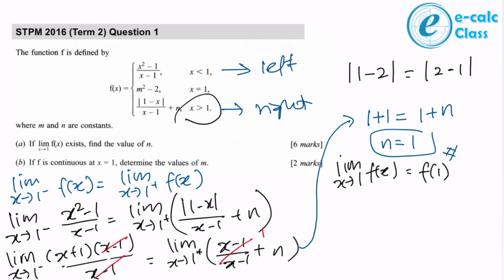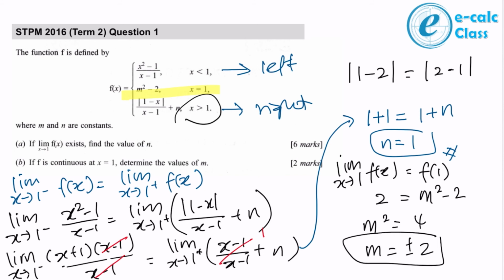From the right or from the left, it doesn't matter, you plug in any one of them, you will just get a 2, right? 2 is equal to, when x equals 1, m squared minus 2. So your m squared is equal to 2 plus 2, which is 4. Your m is equal to positive or negative 2. Finish.